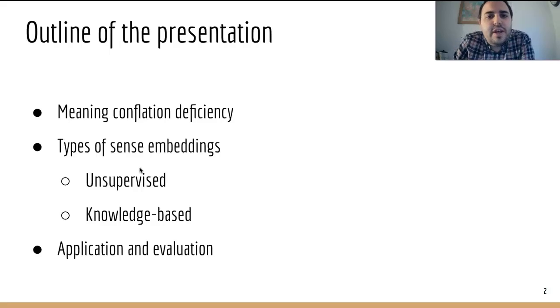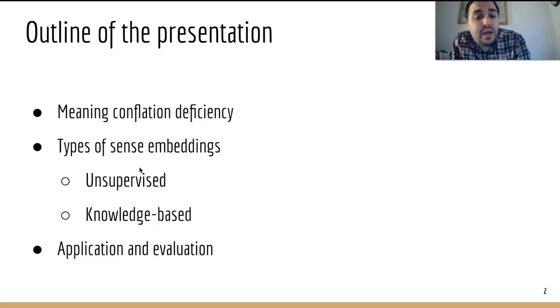This is the outline of this presentation. We are going to start by defining the meaning conflation deficiency, because this is one of the single main reasons why sense embeddings exist and why we maybe need to bother with modeling senses.